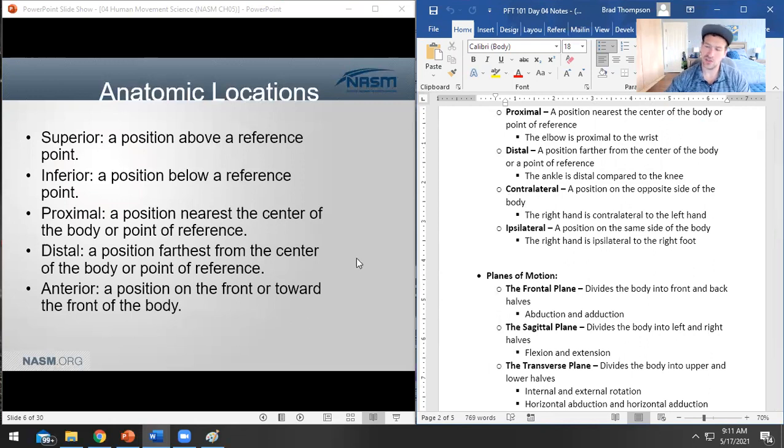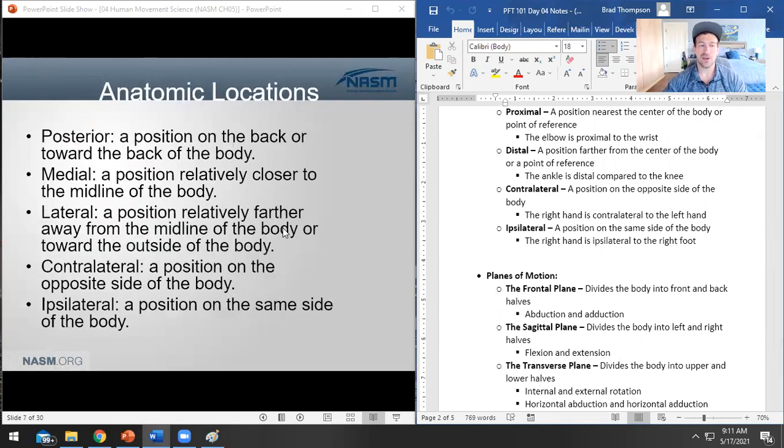And then there are two special terms here that don't get used that often: contralateral and ipsilateral. Contralateral is not so much a position on the body, it's a position in reference to another position.